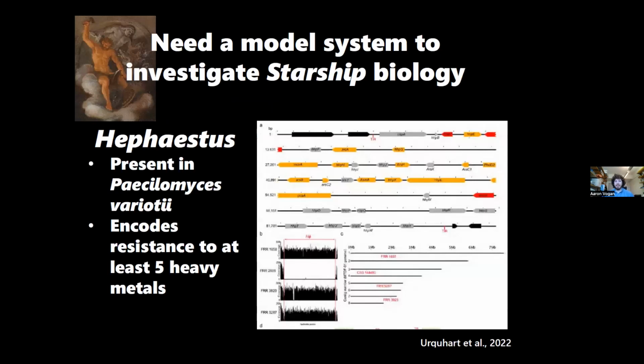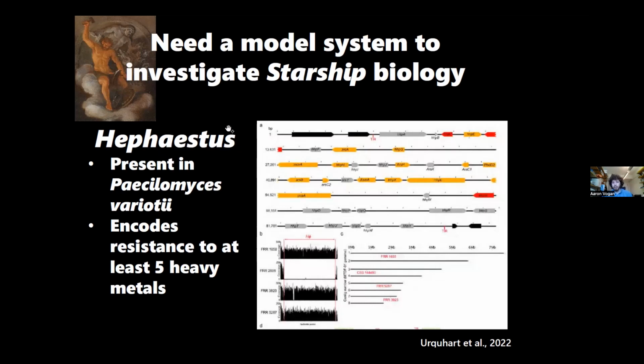Okay, so we wanted to understand these things better. This is all sort of from bioinformatic inference of what we were able to glean, but we wanted to know the biology of the starships a lot better. And so we needed a model system to do this in. And this is where Andrew Urquhart came in, studying the only other one in the literature that I could find that I sort of alluded to, that he had named Hephaestus.